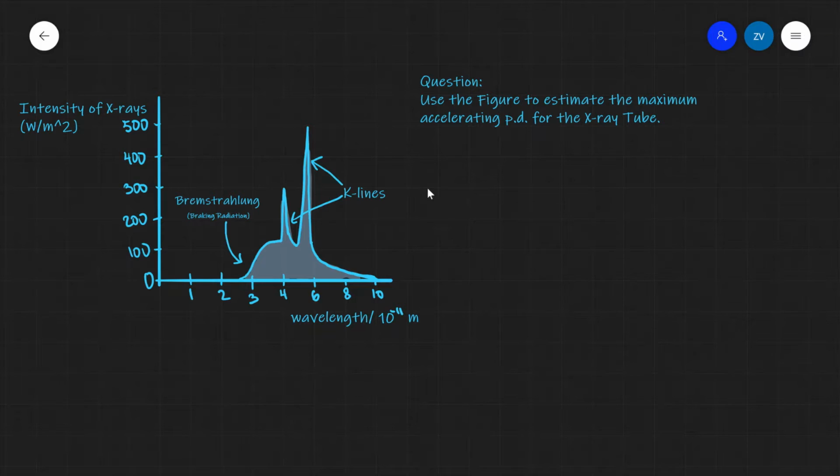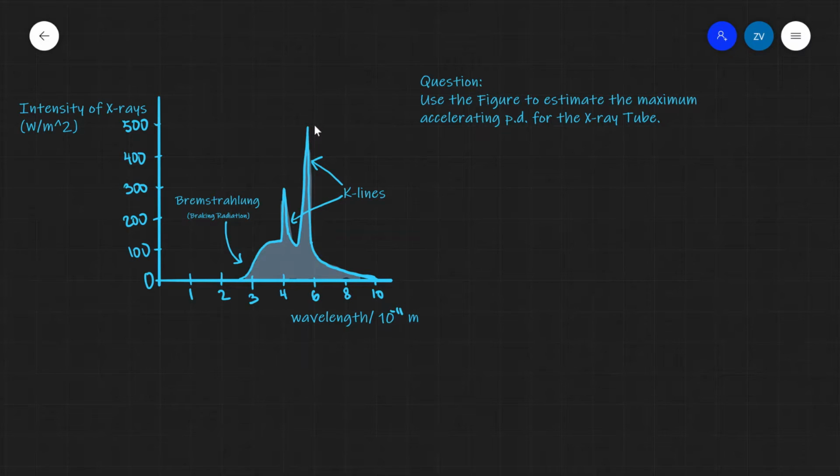So this process is known as Bremsstrahlung, which comes from German and literally means braking radiation. This is radiation that is released when the electrons strike the target. Those two characteristic peaks are known as the K lines.